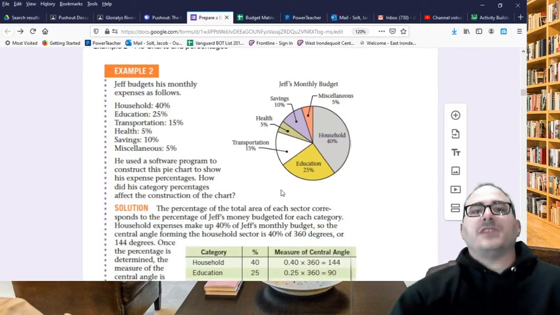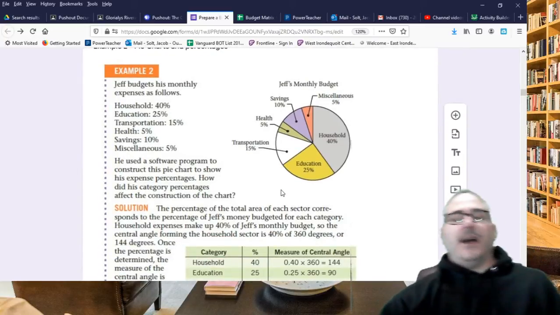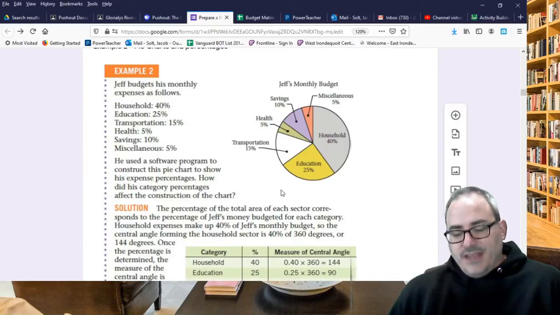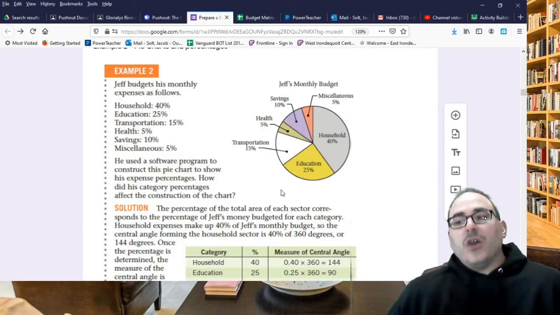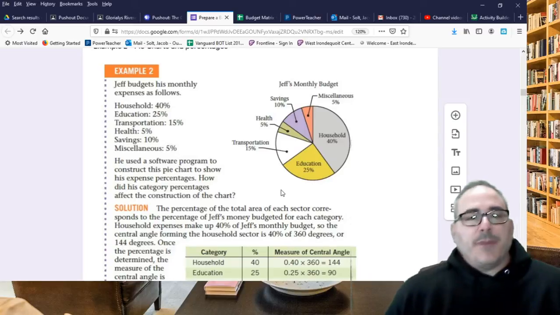All right, so example 2 is going to have us looking at a pie chart. And a pie chart is great when looking at percentages. A pie chart is often helpful when we're trying to compare percentages. It helps us visualize. Again, a matrix helps us visualize when the bills are due. A circle chart here, a pie chart, will help us visualize percentages.